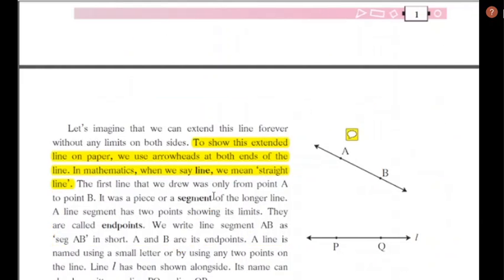Now let's learn about the line. This is point A and this is point B. Join points A and B, and extend point B with an arrow and point A with an arrow. Make a line. This is a line. This is line PQ as well as line QP.